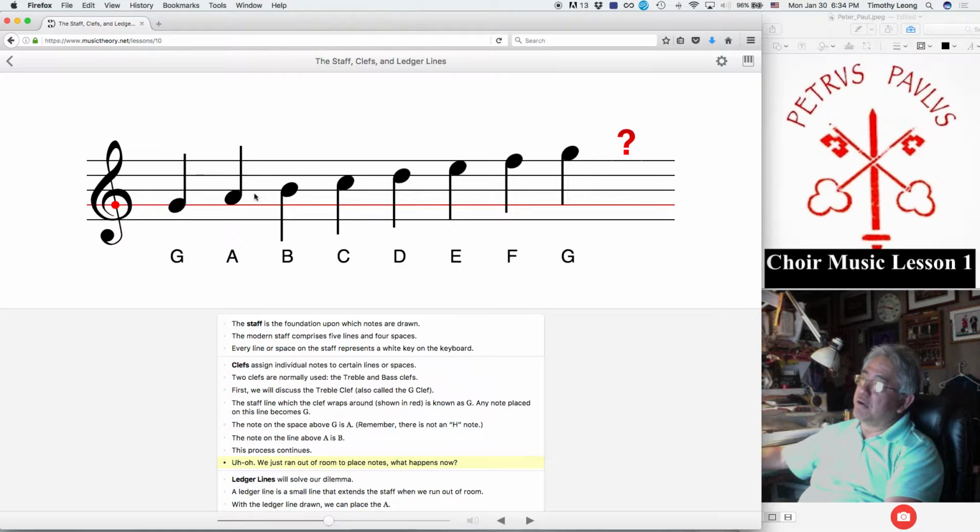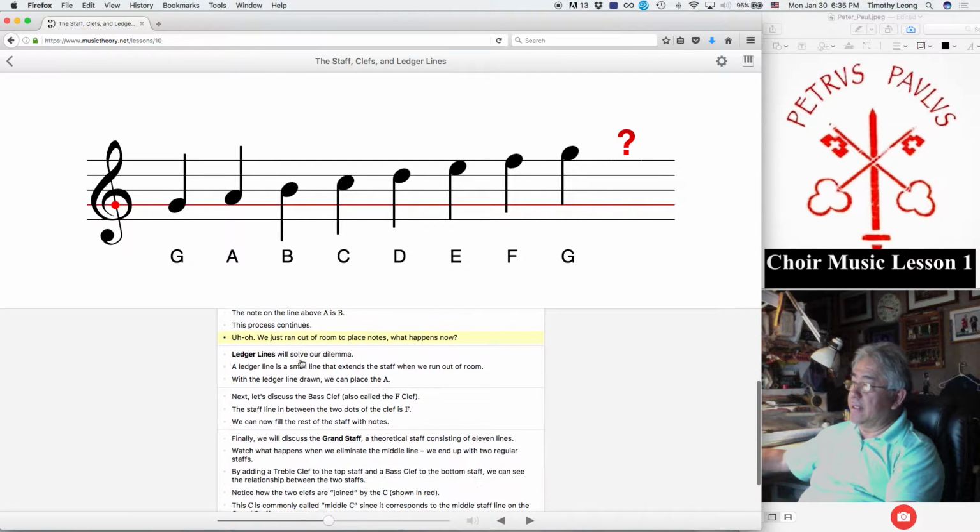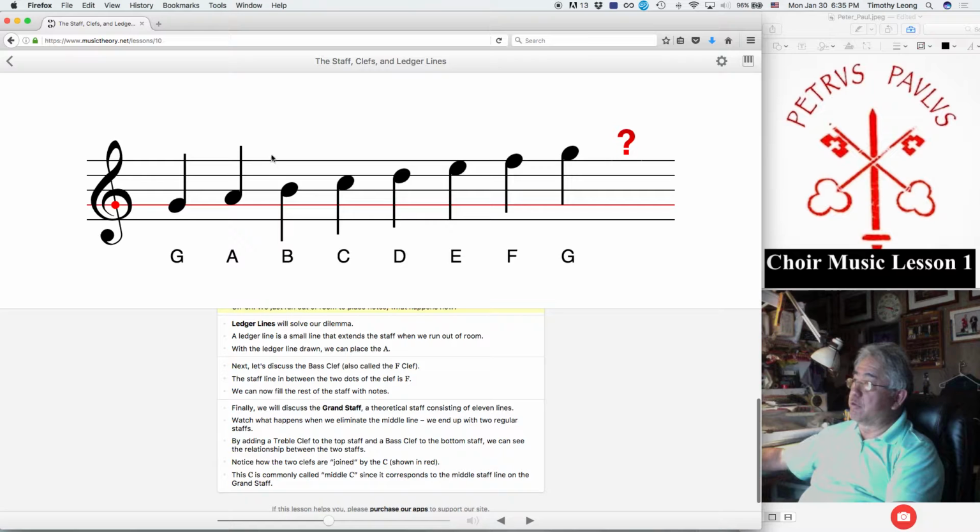But for now, I want you to get used to looking at this: this is the treble clef. That line represents the note G. So like Sesame Street, this is presented and given to you by the letter G. Right there, that red line. Okay? So that is what you would do for the treble clef.